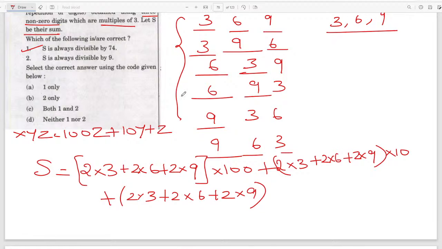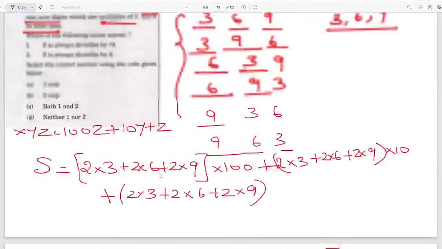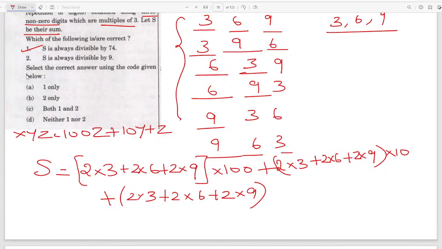Then, S is always divisible by 9. Yes, there is this 3 square, which is 9. Again, this sum is always divisible by 9. So statement 2 is also correct. So the correct answer, selecting using the code: both 1 and 2 are correct.